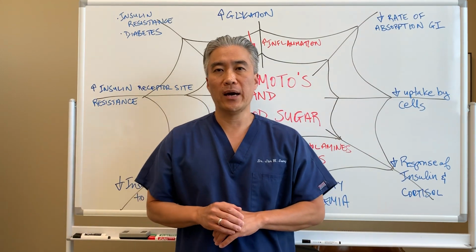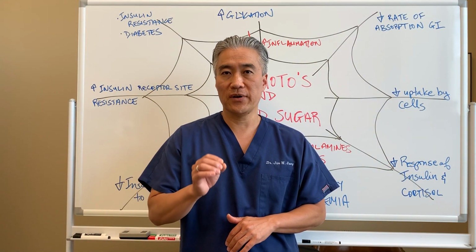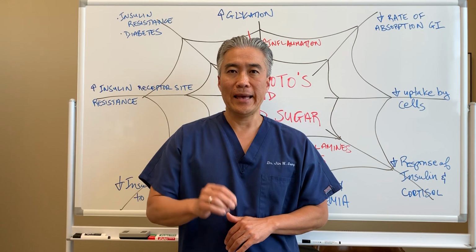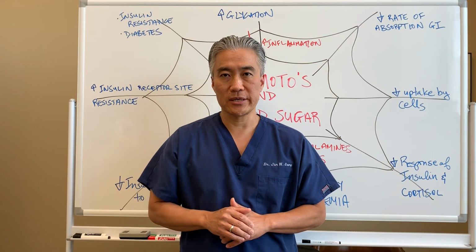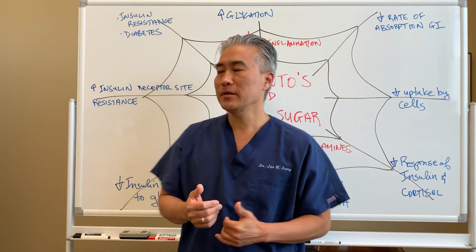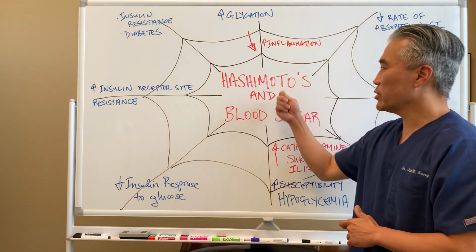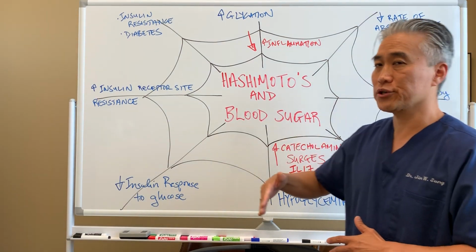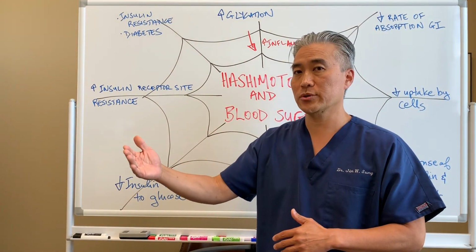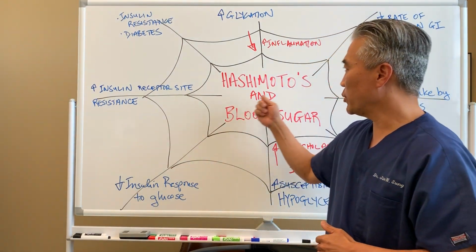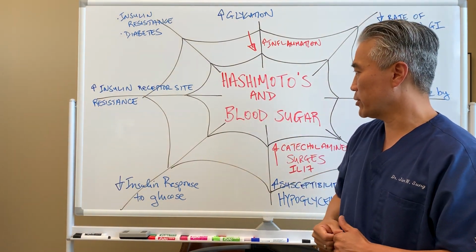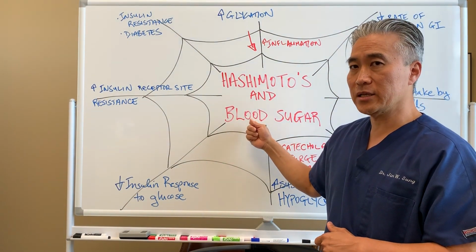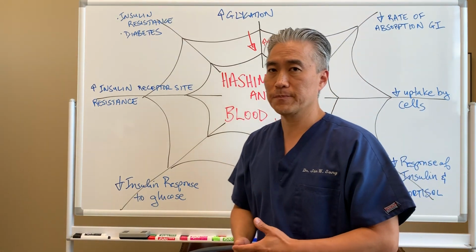Today we're going to talk about the physiological dysfunction of Hashimoto's thyroiditis and glucose dysregulation. What does that mean? Let's take a look. Hashimoto's thyroiditis will impact blood sugar levels, and blood sugar levels will impact Hashimoto's thyroiditis. So when we have an autoimmune condition called Hashimoto's, it can create dysregulation of blood sugar.